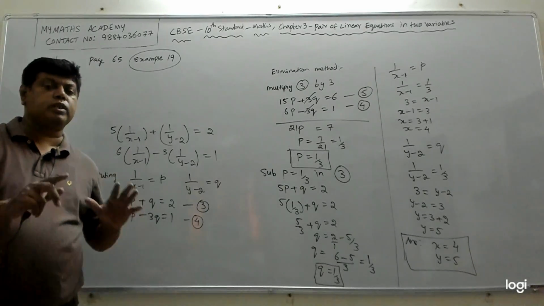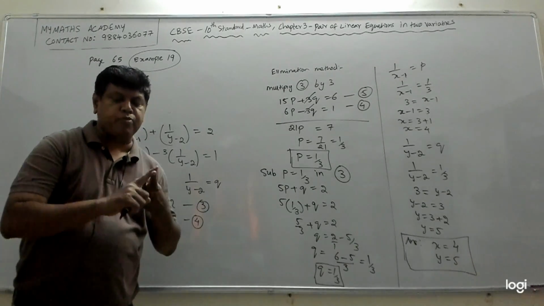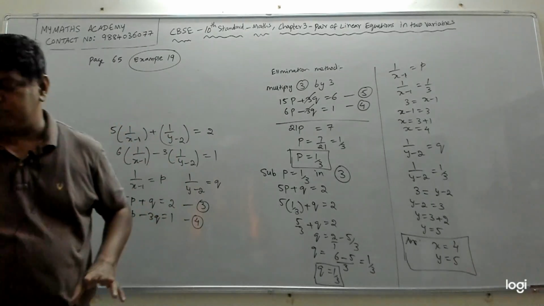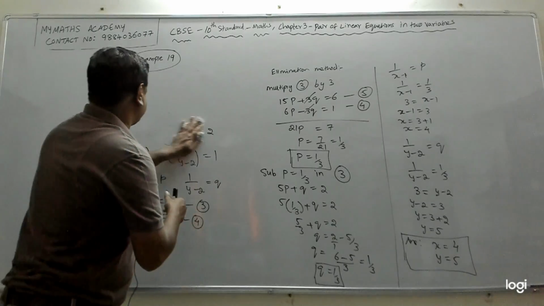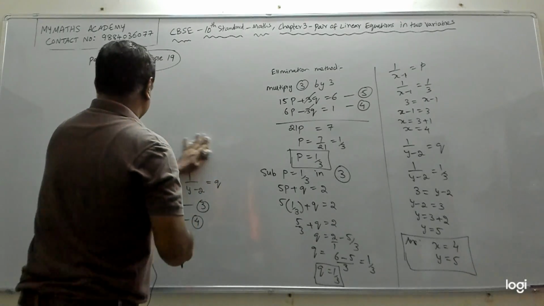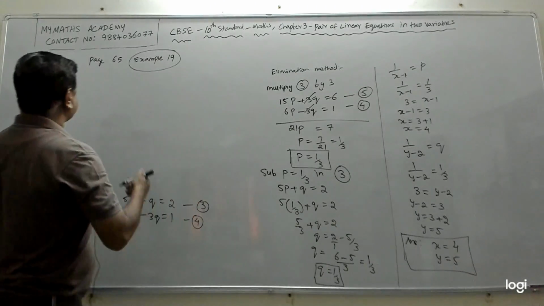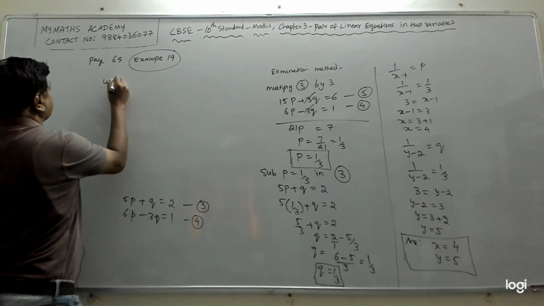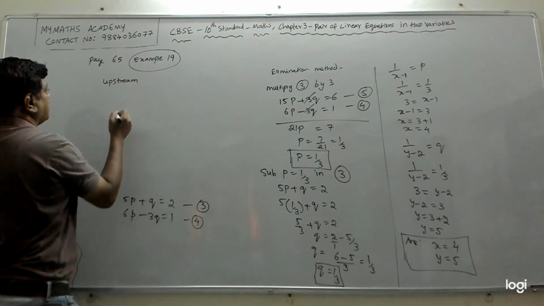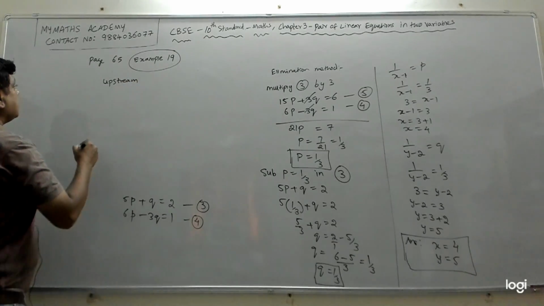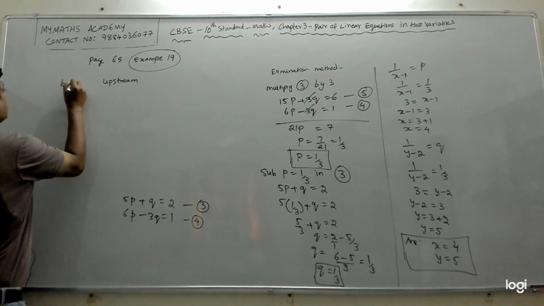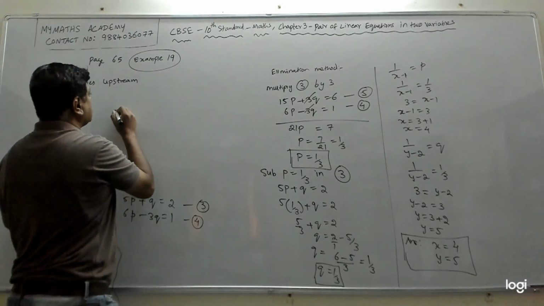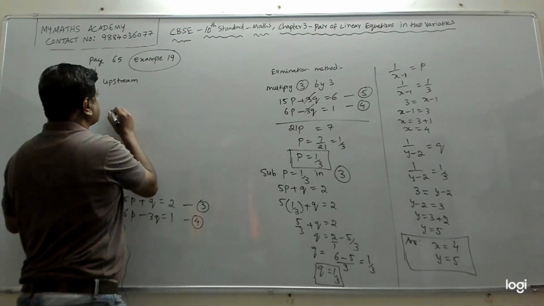Whenever you see a problem which talks about upstream and downstream, we need to understand what is upstream and what is downstream. Let me explain that first, then we will go to the problem. Upstream means, I'll just draw some kind of diagram to explain this. When a boat goes upstream, it means, suppose there is a stream like this.